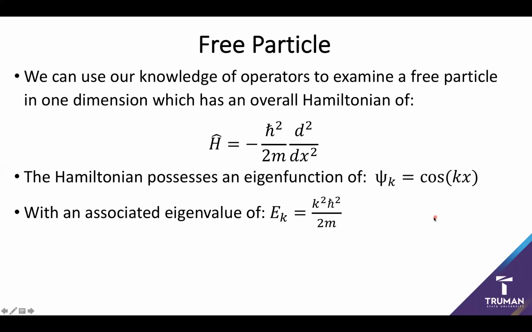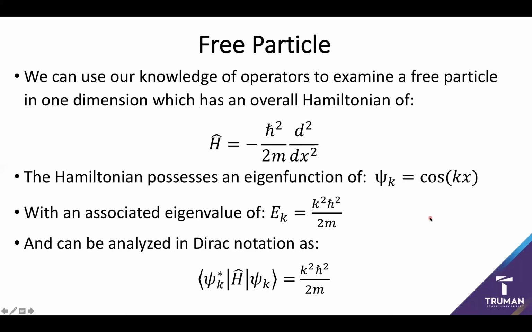This means we can analyze the system nicely in Dirac notation. We apply our Hamiltonian to our wave function, then integrate, and it gives us k squared h bar squared over 2m. Again, that just gives us back our kinetic energy. This is fairly straightforward, as we've already solved most of the difficult bits. We're just putting it in our notation.